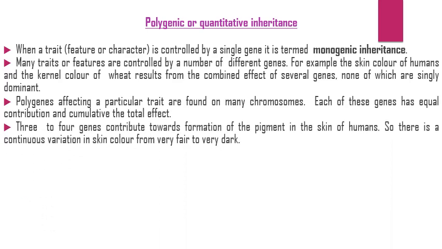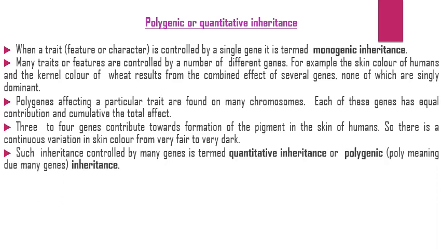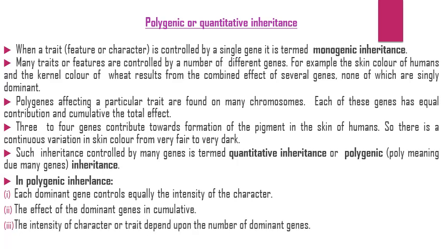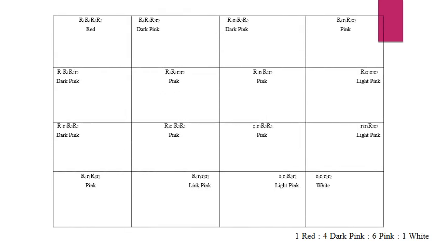3 to 4 genes contribute towards formation of the pigment in the skin of humans. So there is continuous variation in skin color from very fair to very dark. Such inheritance controlled by many genes is termed quantitative inheritance or polygenic inheritance. In polygenic inheritance, each dominant gene controls equally the intensity of the character. The effect of the dominant genes is cumulative; the intensity of the character or trait depends upon the number of dominant genes. Next, you can see this table, and you have to draw it by yourself.